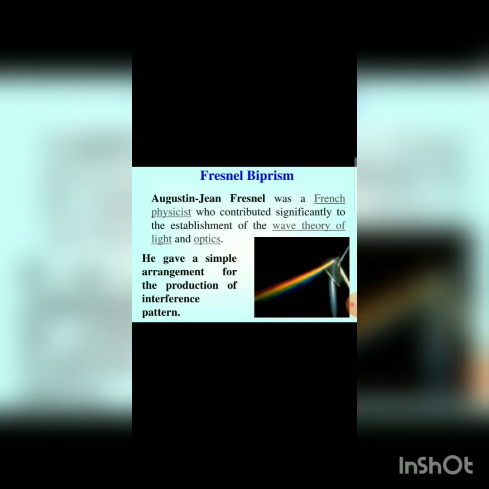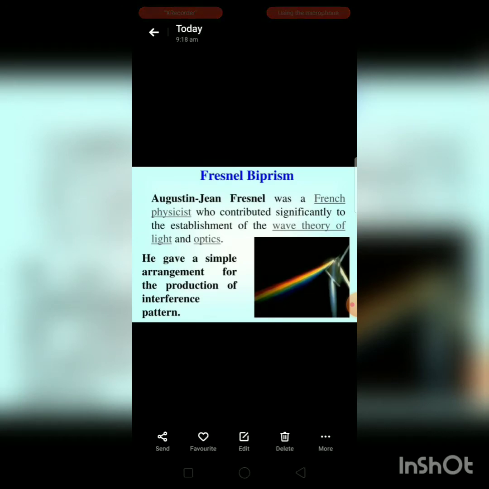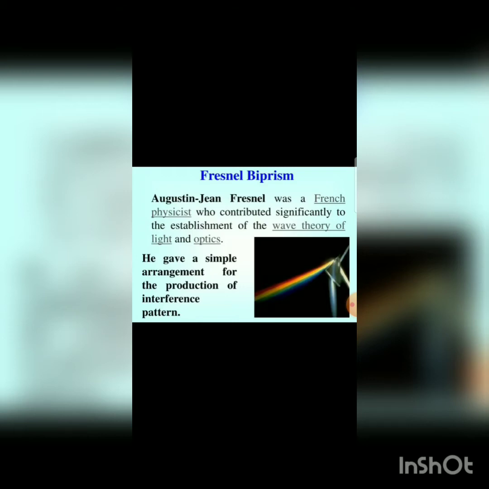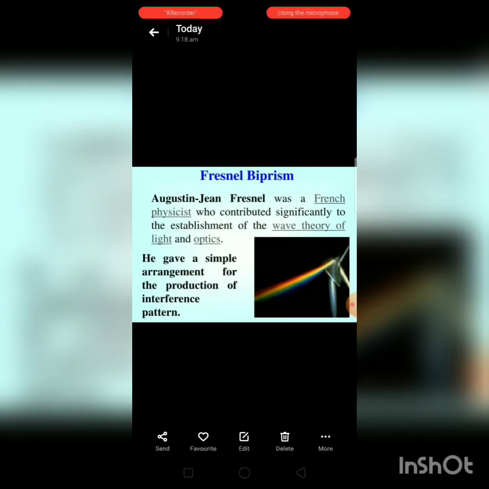Due to interference, we get bright and dark fringes. With the help of this, we find the fringe width, and also find the wavelength of monochromatic light using a sodium source. So, who discovered the Fresnel Biprism? What is the use of the Fresnel Biprism? It gives the production of interference, and with interference we get dark and bright fringes.